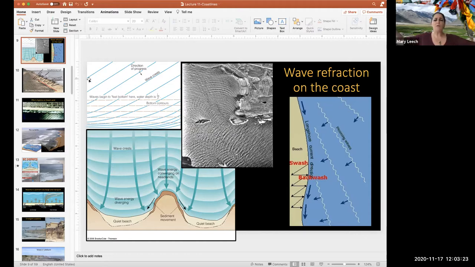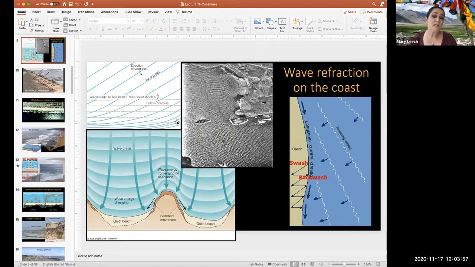The waves are coming in from a storm out here, where the waves are being generated. They're coming in this direction. When they start to reach the shore and feel bottom, they not only slow down, they start to refract, they bend, and the wave starts to get more parallel to the shoreline. So instead of being at an angle like this, the wave is at an angle like this when it's closer.